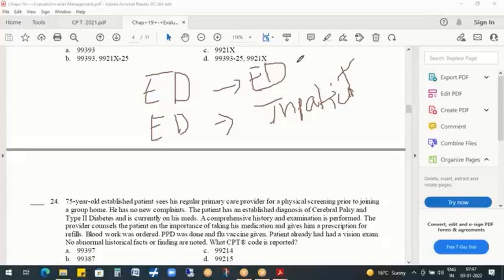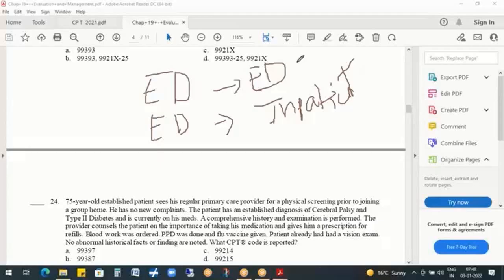Next one. If 3 out of 3 key components are from the same level, code it.